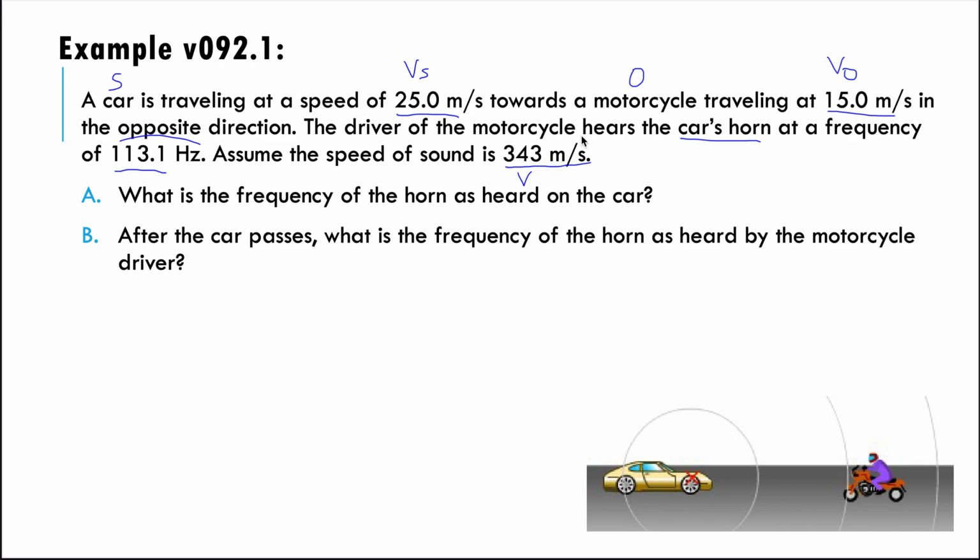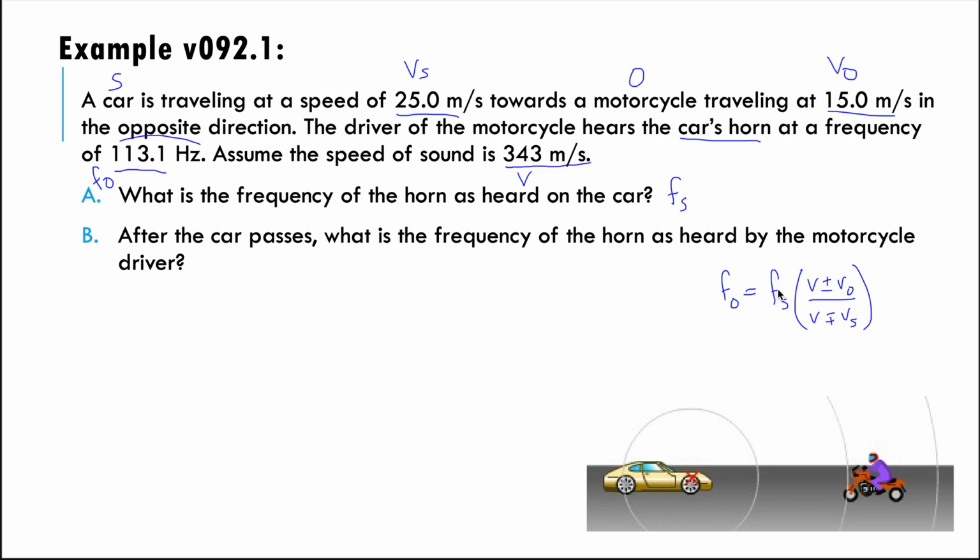It says the motorcycle hears the car's horn at a frequency of 113.1. So that's the frequency observed by the motorcycle, by the observer. That means that this is Fo. And now we can go ahead and solve for the frequency as heard on the car. The car is the source, so we want to know the frequency of the source. So I wrote down the equation that we learned in the video, and all we have to do is plug and chug. We're looking for Fs.